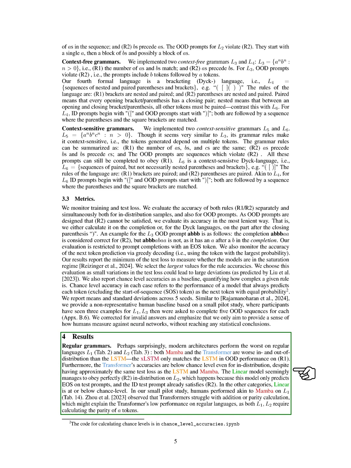The linear model performed well on L2 because it only predicted the end of sequence token on test prompts that already satisfied the second rule. In other categories, the linear model performed at or below chance level. In our pilot study, human performance on L1 was similar to Mamba's. We noted that transformers struggle with tasks like addition or parity calculation, which may explain their low performance on regular languages, as both L1 and L2 require calculating the parity of a tokens.